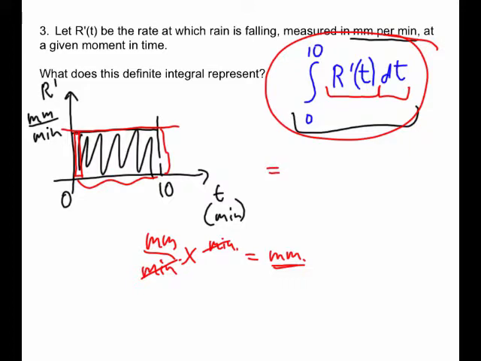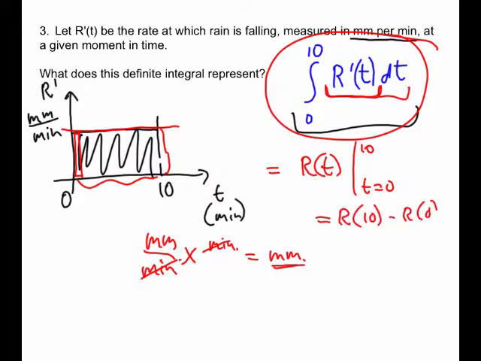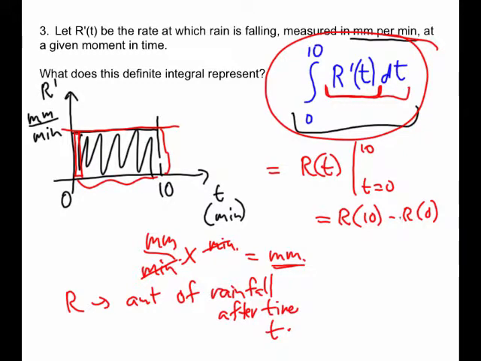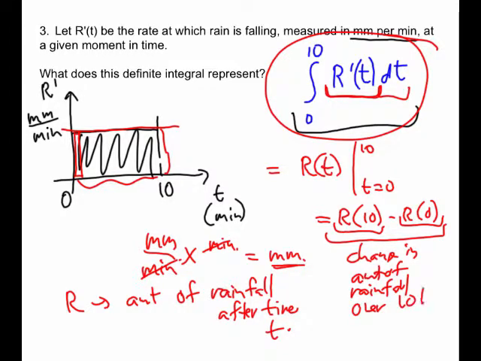If I apply the first fundamental theorem, the antiderivative of r prime would be r of t, as t goes from 0 to 10. So that would be r of 10 minus r of 0. And what would r represent? Since r prime represented the rate at which rain is falling, r would represent the amount of rainfall after time t. So the amount of rainfall at the starting point subtracted from the amount of rainfall up to 10 would give you the change in the amount of rainfall over the 10 hours. Or to put it more simply, the amount of rain received in the last 10 hours.